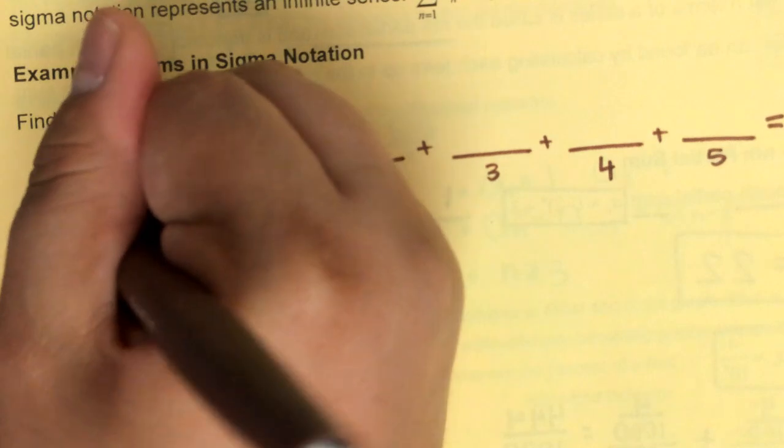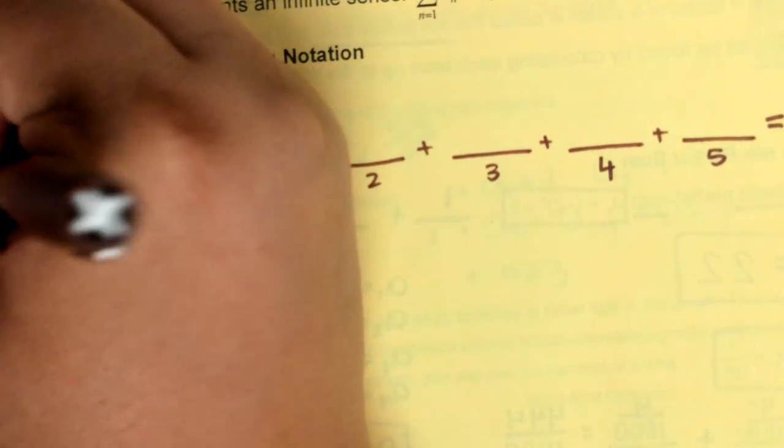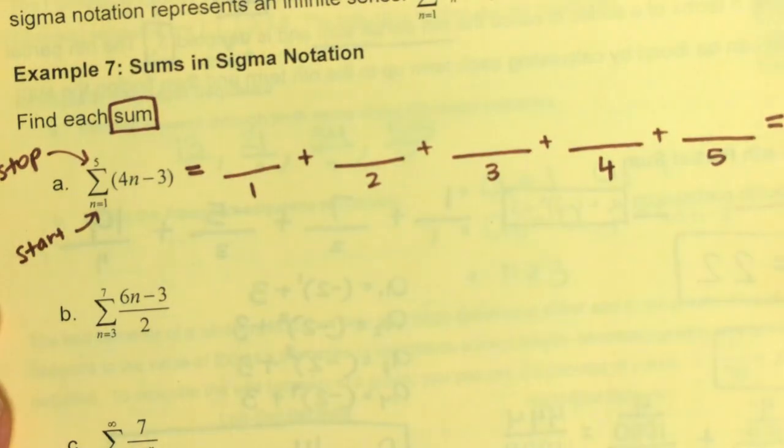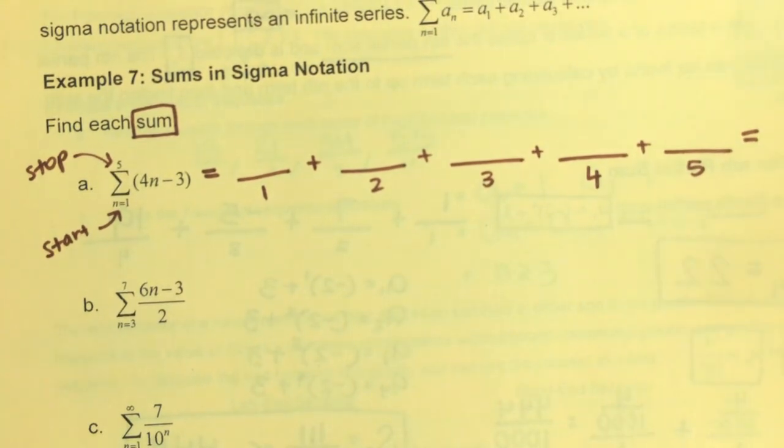This 1 is my start. This 5 is my stop. Okay? And now, how do I figure out what goes in the blanks?